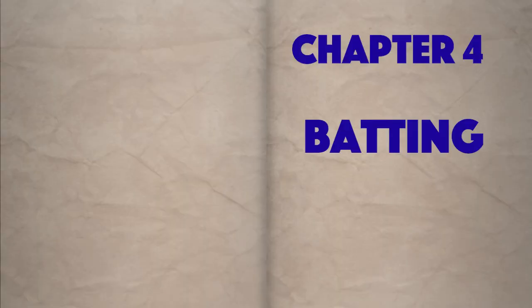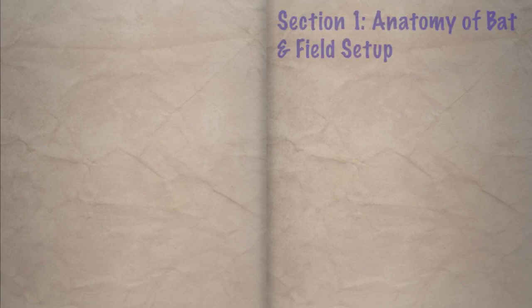So with all that being said, take out your pen and paper and let's start chapter 4 of our book about baseball, which is all about batting. So this chapter is going to be split into 6 sections. So in the first section, we are going to be talking about the anatomy of a bat, and we're also going to be doing the basic setup of a baseball field.